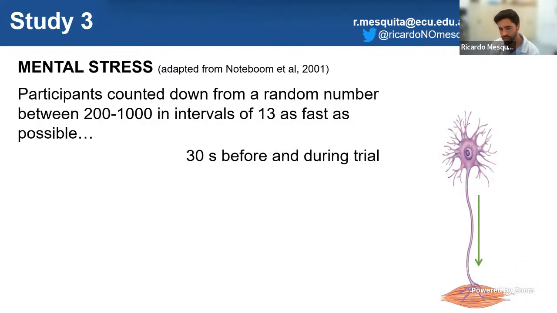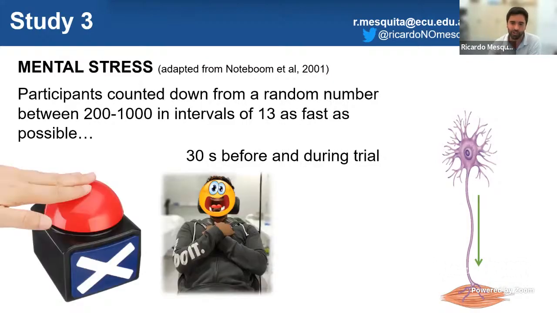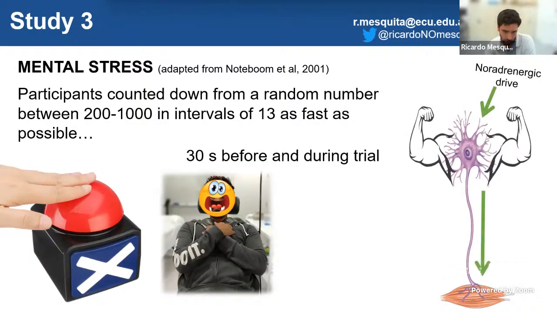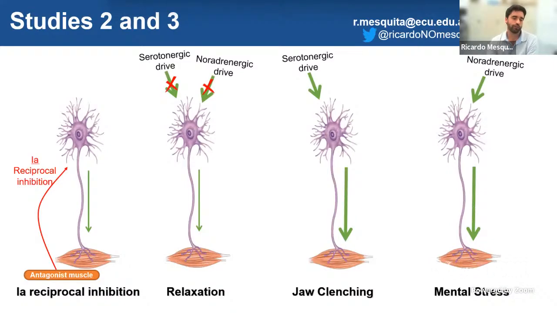In mental stress, we asked participants to count down from a random number in intervals of 13 as fast as possible, and a loud sound like a game show was generated when participants gave a wrong answer. So these increased levels of stress in this condition would likely lead to an increase of noradrenaline release, which could lead to bigger PICs. So this is an overview of the 4 conditions of the studies.